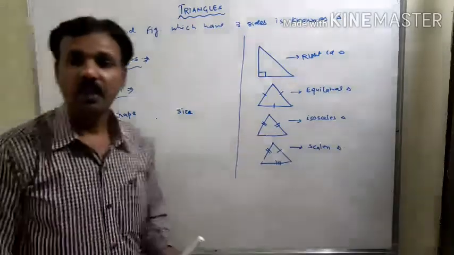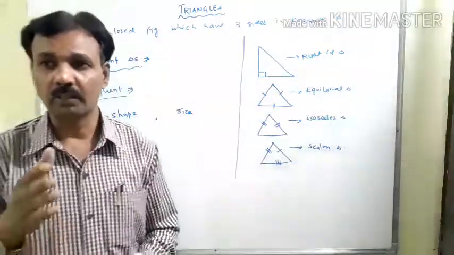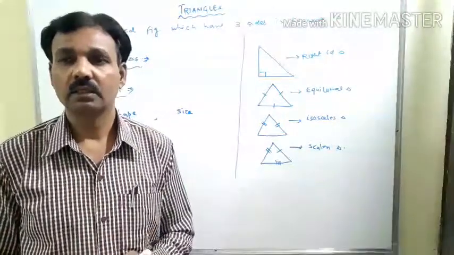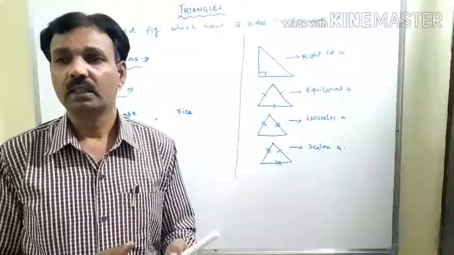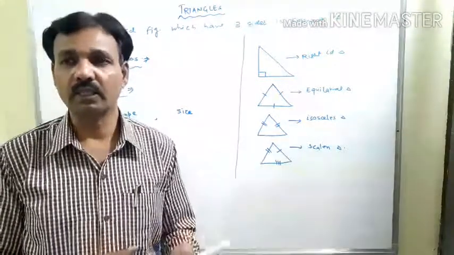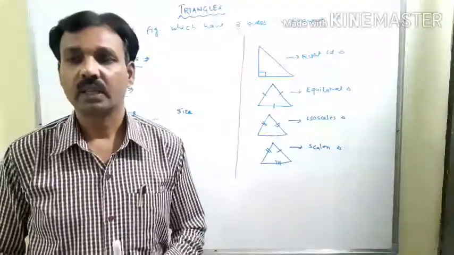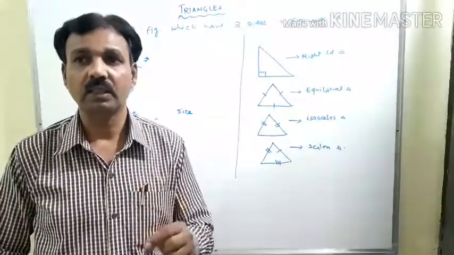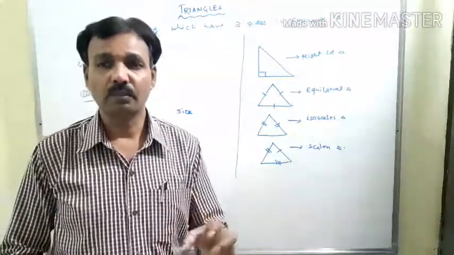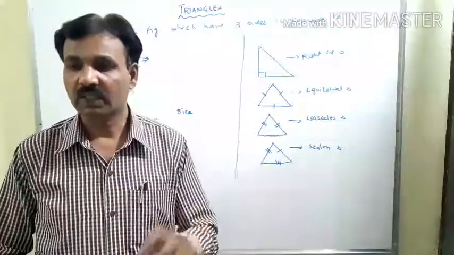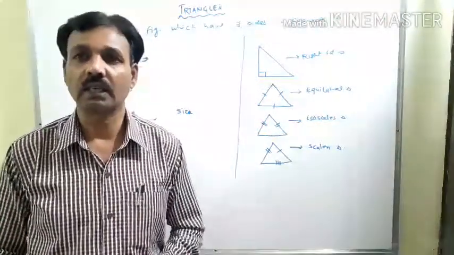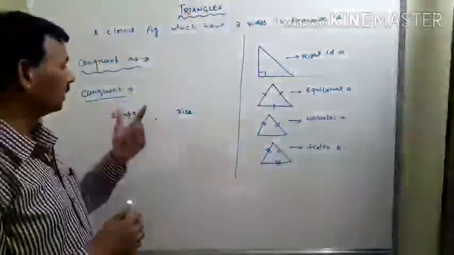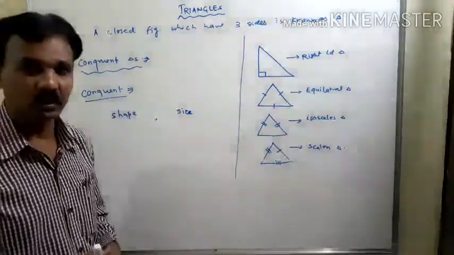For example, if we take two mathematics books of the 9th class released by the CBSE board, that means NCERT. If two NCERT books of class 9 are taken, then both books will be the same shape and size. Then we can say that both objects are congruent. That means both books are congruent.